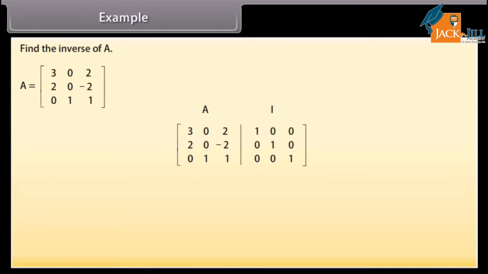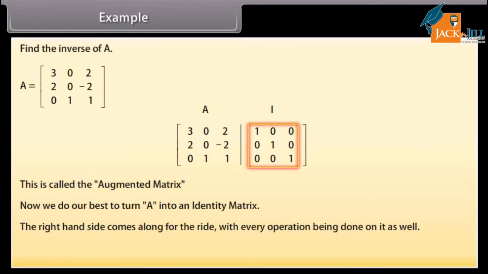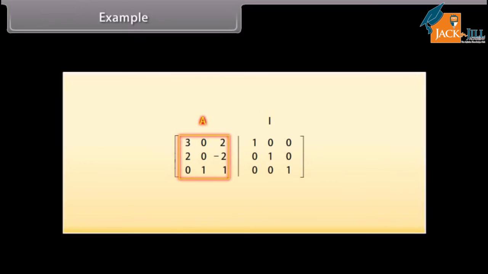Example. Find the inverse of A. We start with the matrix A and write it down with an identity matrix I next to it. This is called the augmented matrix. Now we do our best to turn A, the matrix on the left, into an identity matrix, and the right-hand side comes along with the ride, with every operation being done on it as well. But we can only do the elementary row operations, and we must do it to the whole row. Start with A next to I.